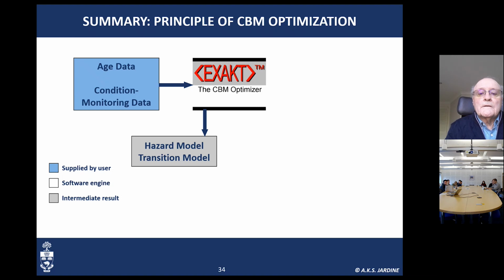From that, we can suck it into our software engine, which we called EXAKT. And coming out of that, we get the hazard model and the transition probabilities. And I call that perhaps an intermediate result. That might be all you're interested in. What are the important measurements? And what's the risk of failure between today and sometime in the future? You can get that from the hazard model and also from the transition model.